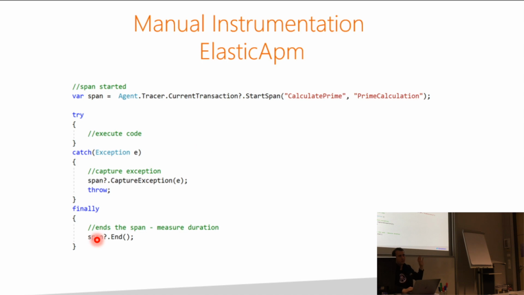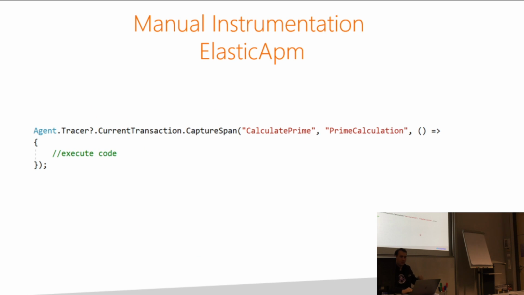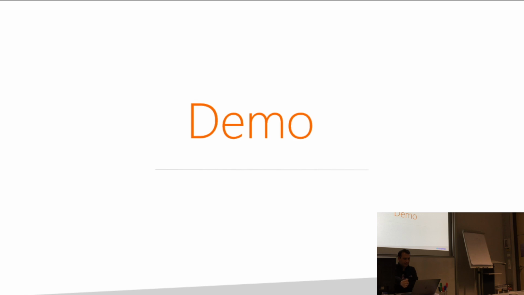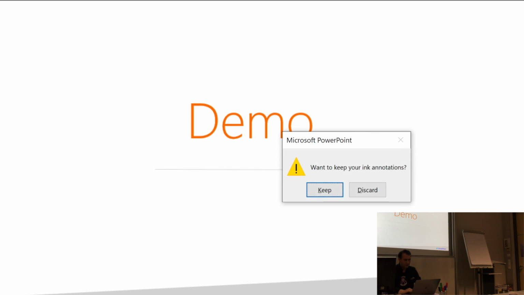You can write this and you can manually end it. It can happen that the span spans across multiple methods. In that case, you have to end it manually. So there are cases where this is useful. But if that's just a single method, you can just do this. Let's take a look at this. So I talked about this.